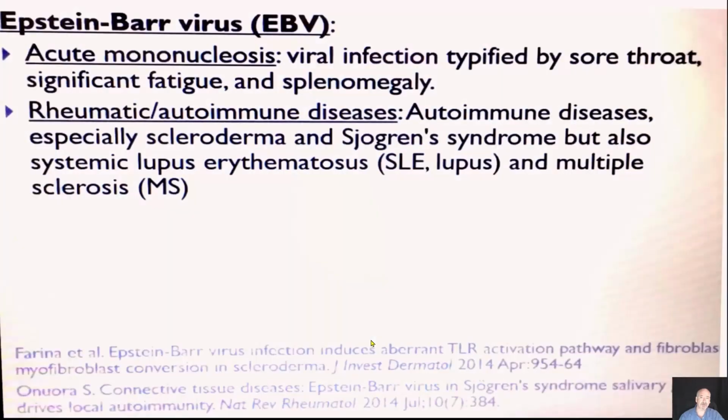In the case of Epstein-Barr virus, in the acute phase we understand the sore throat, the significant fatigue and splenomegaly that occurs, but it's also been associated, in the low background, with setting up autoimmune diseases, such as systemic lupus erythematosus and multiple sclerosis.